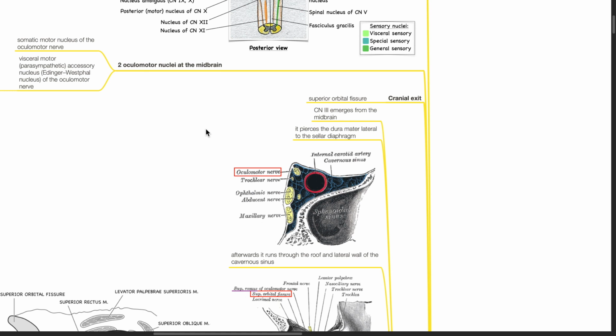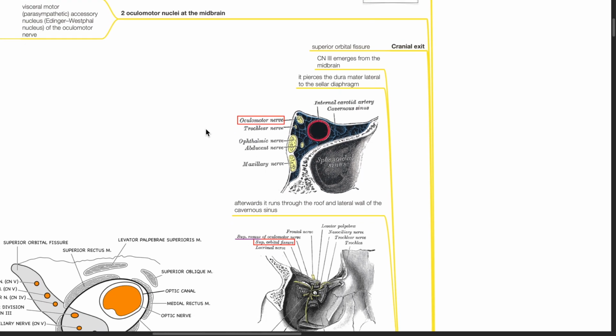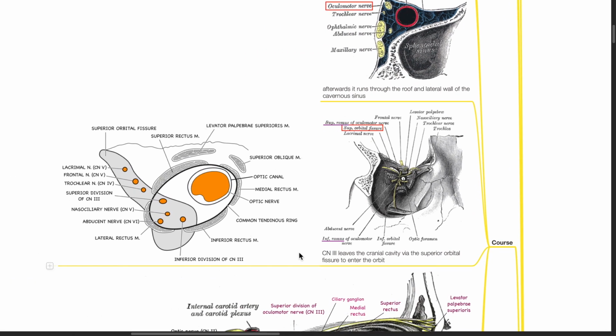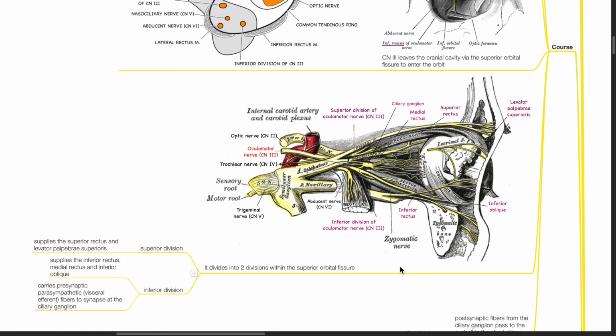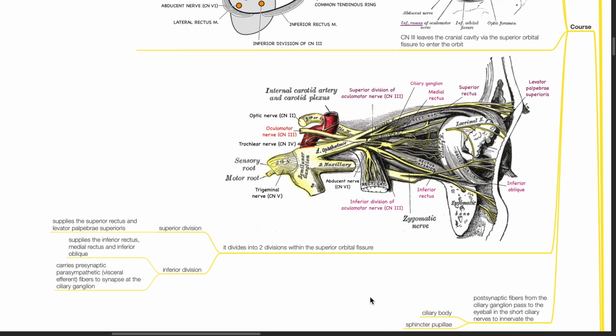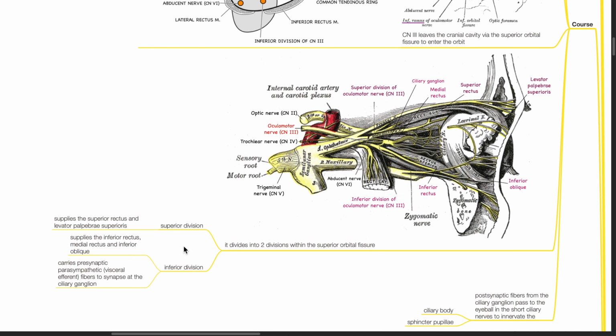Afterwards, it runs through the roof and lateral wall of the cavernous sinus. Cranial nerve 3 leaves the cranial cavity via the superior orbital fissure to enter the orbit. It divides into two divisions within the superior orbital fissure, the superior division, which supplies the superior rectus and levator palpebrae superioris, and the inferior division, which supplies the inferior rectus, medial rectus, and inferior oblique.